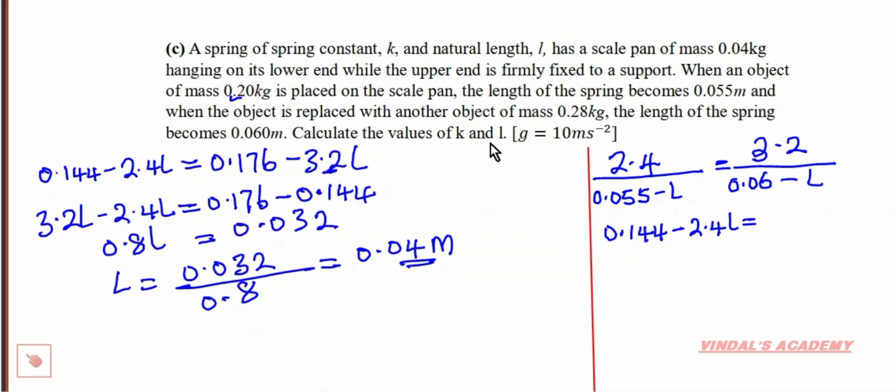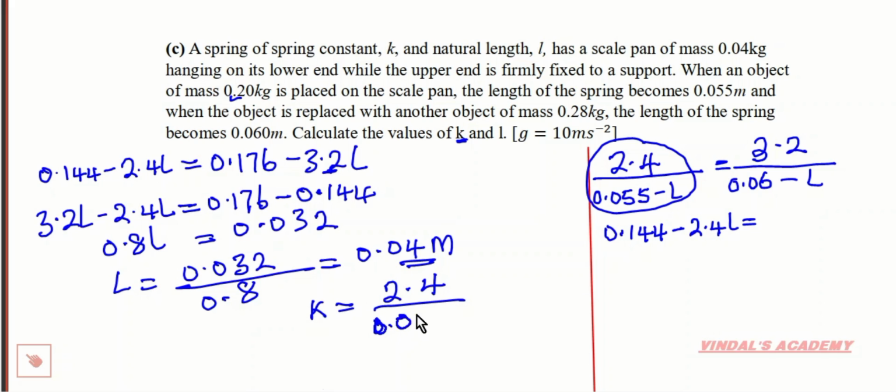Alright, so I'm asked to find the force constant K. I will just use this value to substitute for K, because K is going to be equal to 2.4 divided by 0.055 minus L. Instead of this L, I'll put 0.04.